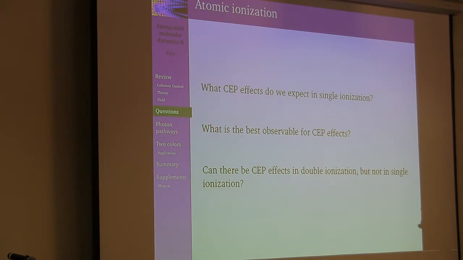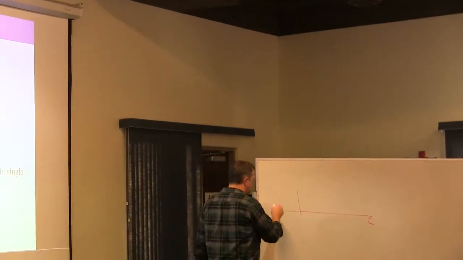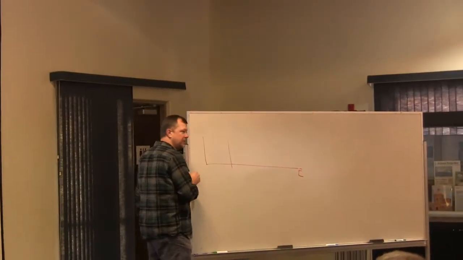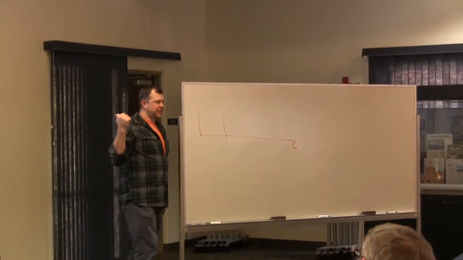What CEP effects do we expect in single ionization? And I'll be more specific. We'll say the ATI spectrum. Just the photoelectron energy spectrum, not a momentum distribution or anything like that. So I would imagine we might want to draw a picture with energy. Maybe something with the bound state energy here, kind of looking at the picture I drew up there.